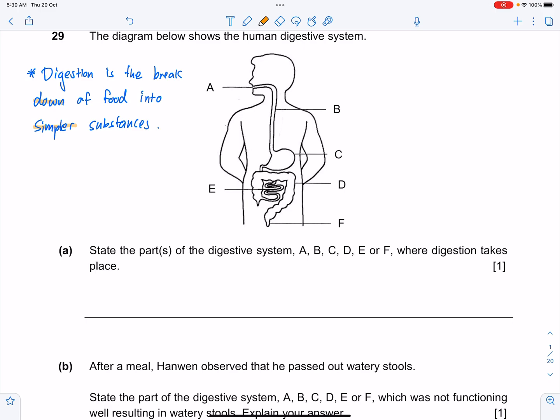So digestion takes place in a couple of places. I'm going to highlight for you. That would be your A, which is your mouth, C, which is your stomach, and E, which is your small intestines. I'm just going to also very quickly label them as a revision. So mouth, stomach, and this is your small intestine.